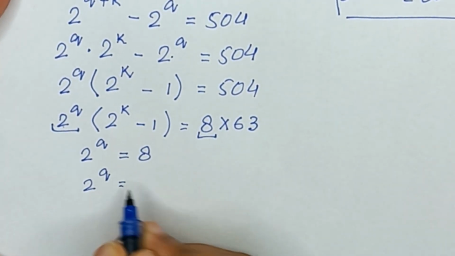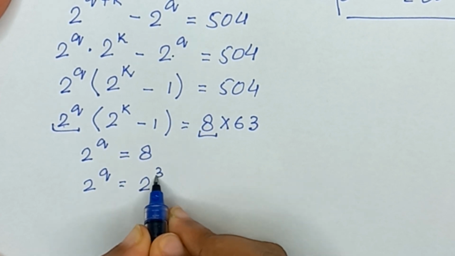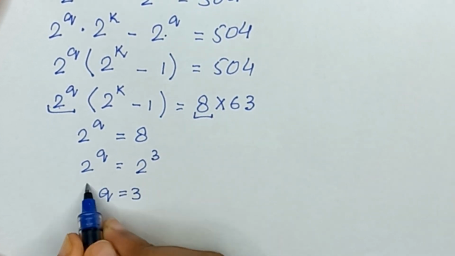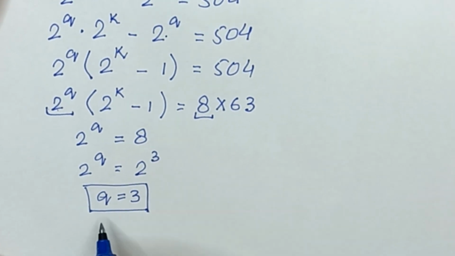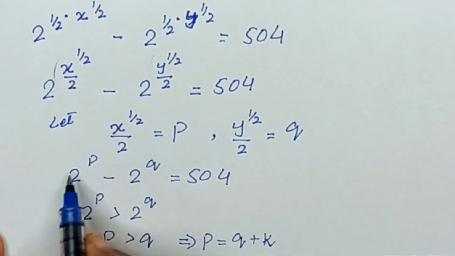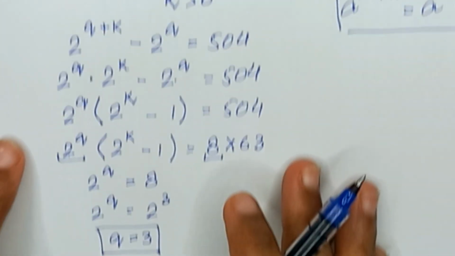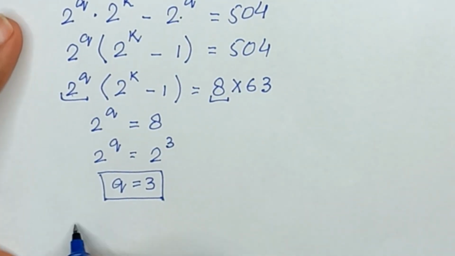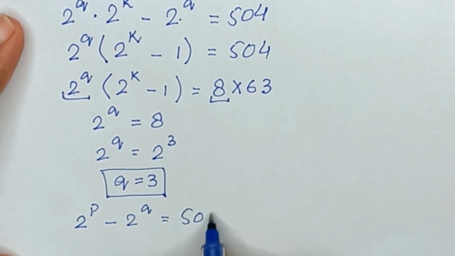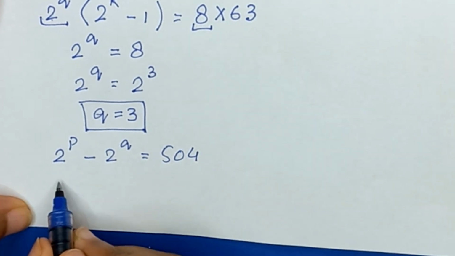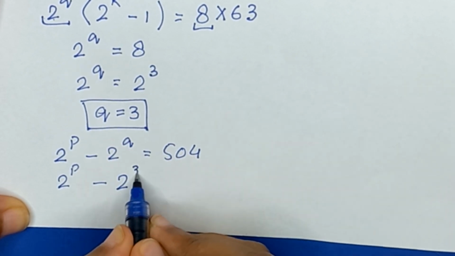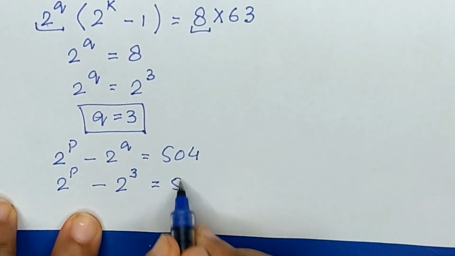So 2 raised to the power q is equal to 8, and this 8 is the same as 2 raised to the power 3. So bases are the same, so we will equate the powers. So from here q is equal to 3. Now I will substitute the value of q here and find the value of p from here. So the equation will be 2 raised to the power p minus 2 raised to the power q is equal to 504. So from here it becomes 2 raised to the power p minus 2 raised to the power 3, and it is equal to 504.